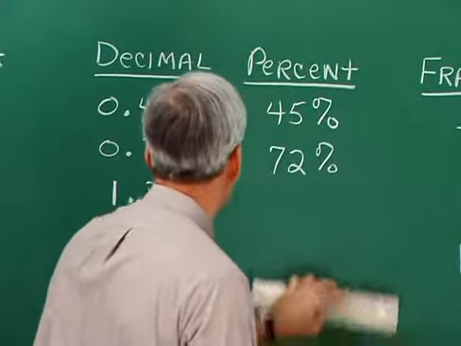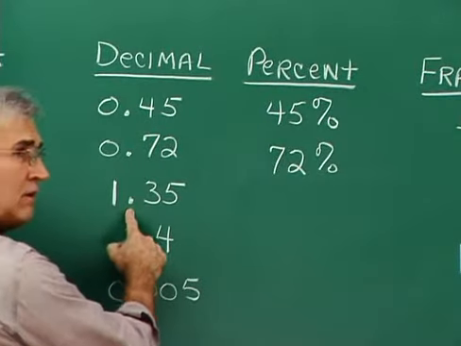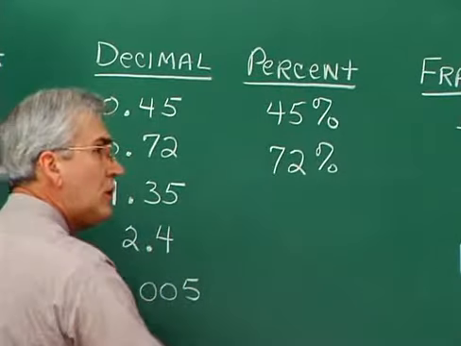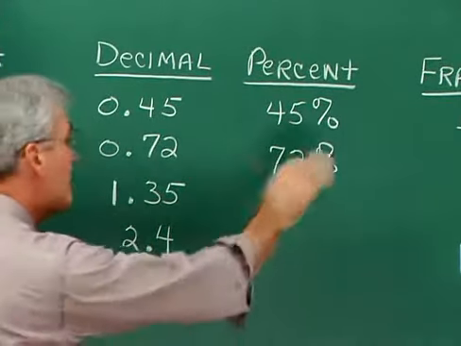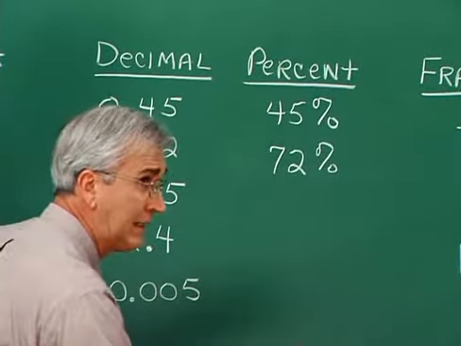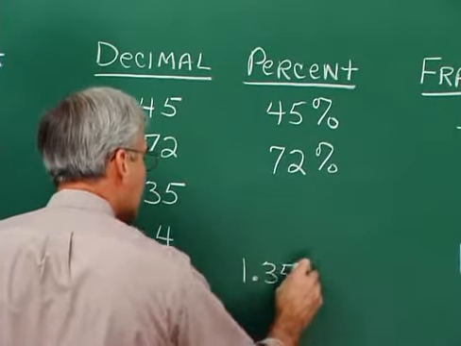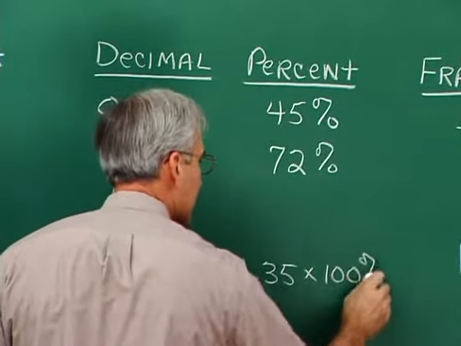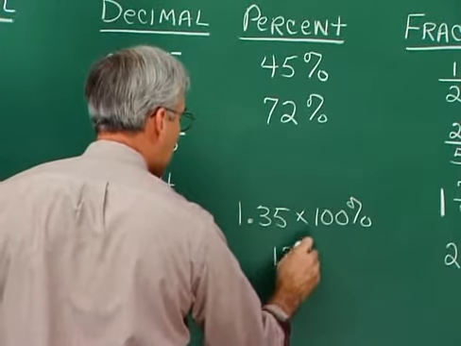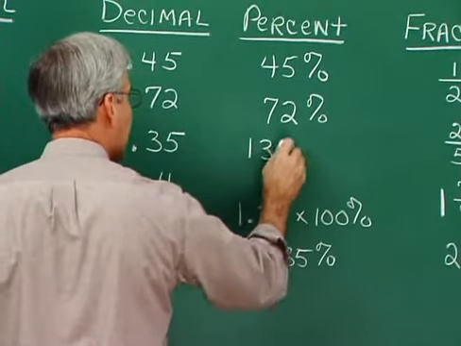For the next one, 1.35, or 1 and 35 hundredths. We may be confused about what we need to do. We may not remember that we need to move that decimal 2 places to the right and tack on a percent sign, which is all we really need to do. If we don't remember that, then we think about 1.35 times 100%. Oh, 100 times 1.35, decimal moves 2 over, so we have 135 and bring down that percent symbol. So this means 135%.